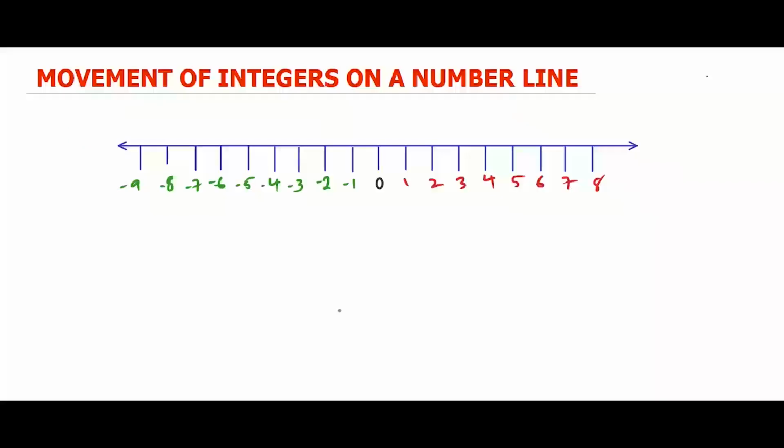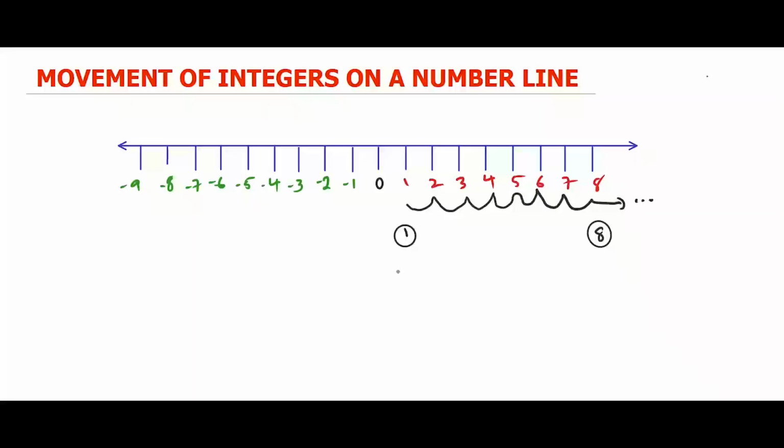The farther you go along the positive integers, the bigger the numbers become. Take for instance, you have 1, you move to 2, you move to 3, to 4, to 5, to 6, to 7, to 8, and so on and so forth. As you move along the positive integers, the numbers become bigger. That is, the smallest integer here is 1, while the highest integer here is 8. So as you move towards the positive integers, the numbers become bigger.